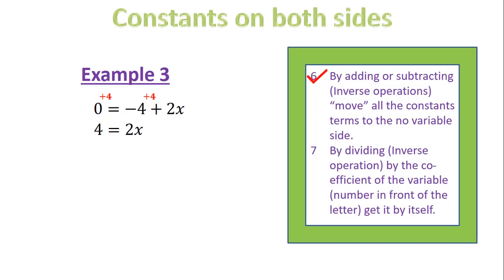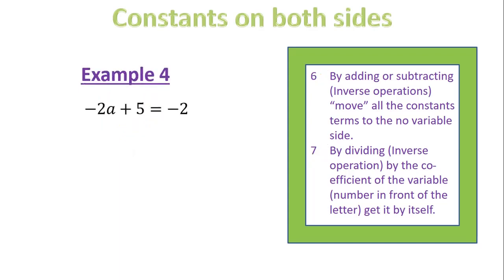Excellent. Step 6 done. Now, step 7. By dividing by the coefficient of the variable, get it by itself. So, what number is in front of my x? Hopefully you can see it's 2. And so I divide both sides by 2. 4 divided by 2 gives me 2, and 2x divided by 2 gives me x. Step 7 done. And so 2 equals x, or x equals 2, is my final answer.